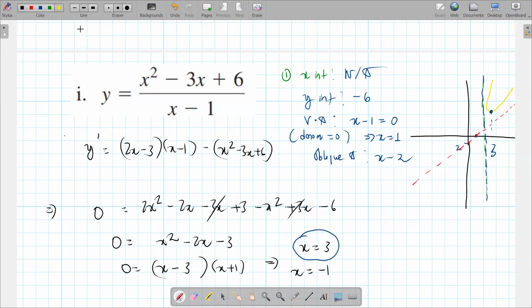So our graph should look something like this. It's going to peak at negative 1 and then it's going to go down. This peak right here is going to be at negative 1. Let's double check this.